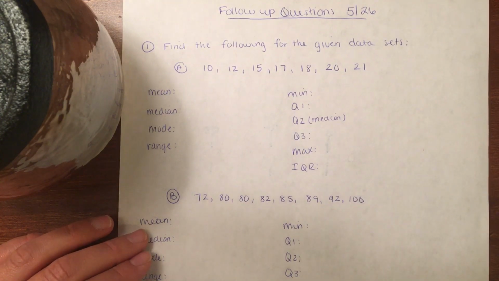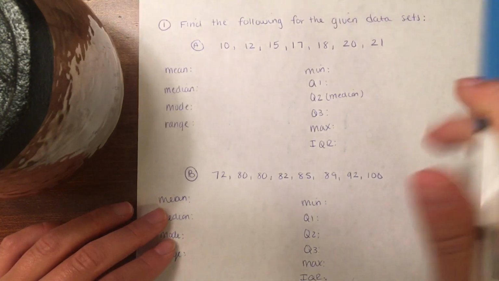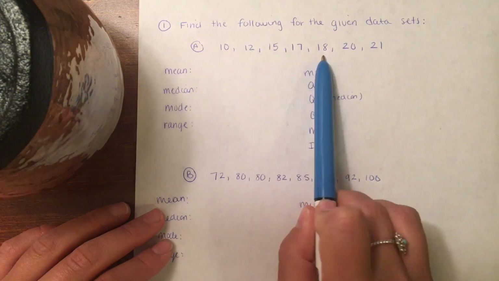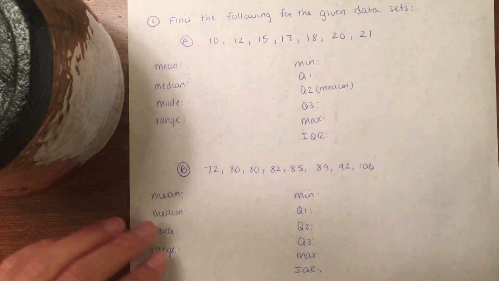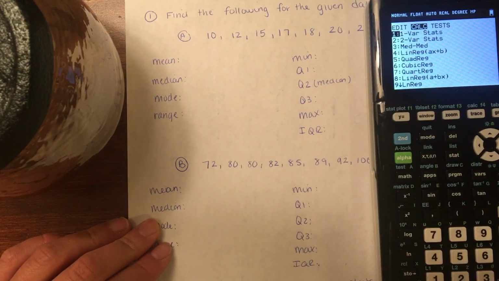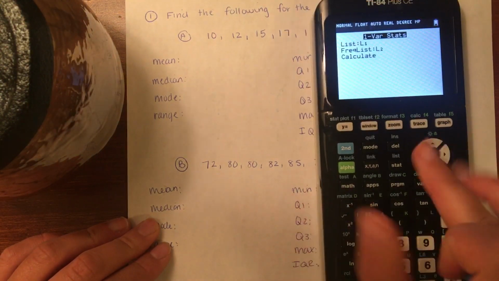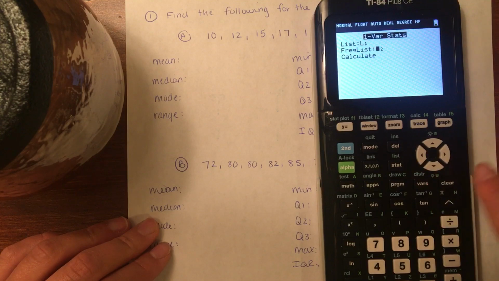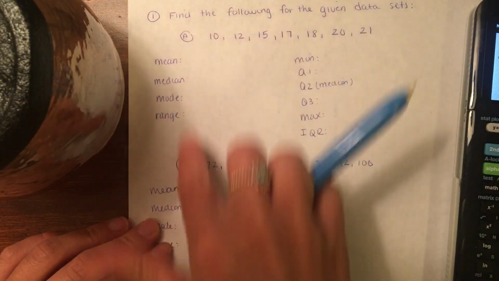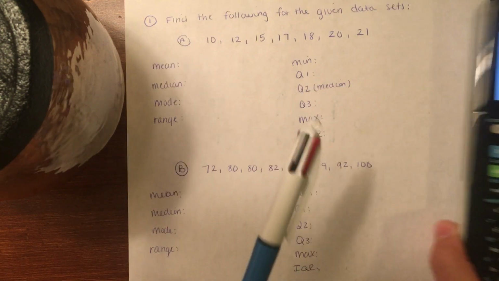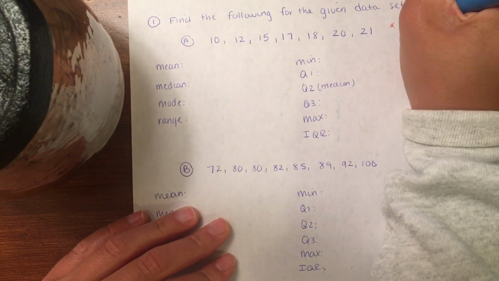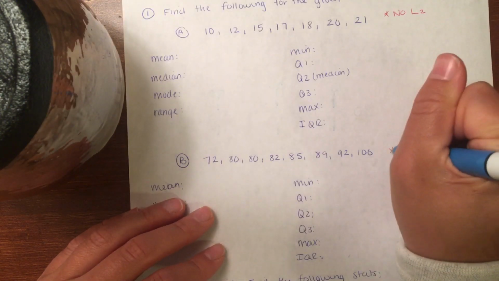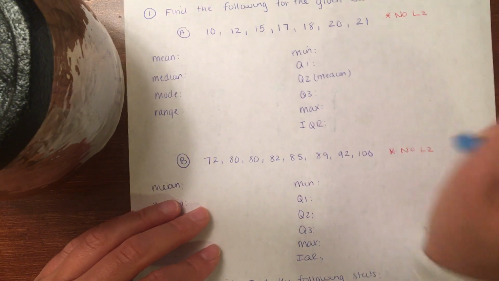Okay, so here are your follow-up questions. For question 1 and 2, find the given data sets. This is just going to be one set of data, so there will be no L2. So right now your calculator is going to just have that automatically in there. You have to clear it out for A and B here, for anything in section 1. So I'm just going to write a little note to you guys. No L2 here. Same with this one, no L2.